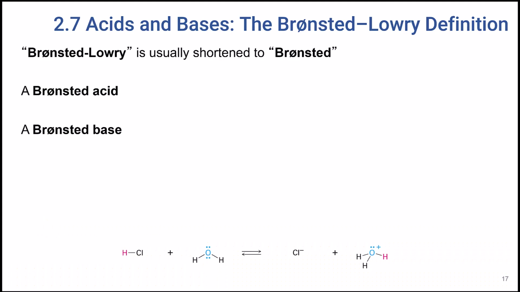The next thing that we're going to talk about is acids and bases. The Bronsted-Lowry definition of an acid is a substance that donates a hydrogen. And then a Bronsted base is a substance that accepts the hydrogen or proton. So we can call that H plus or a proton or a hydrogen.